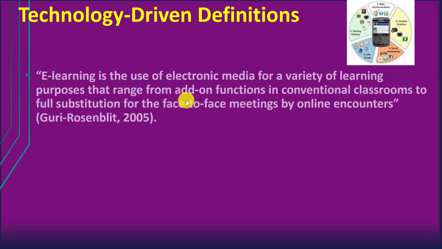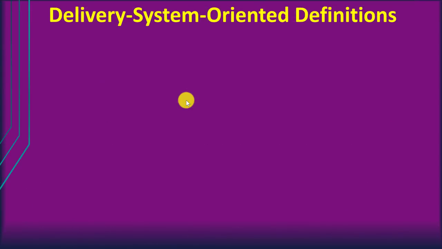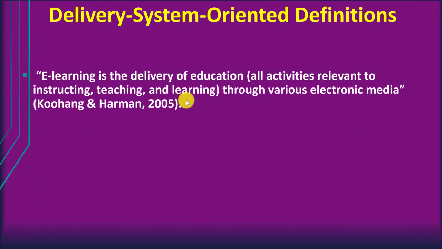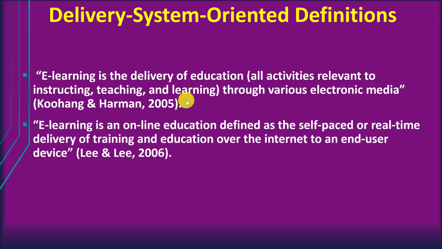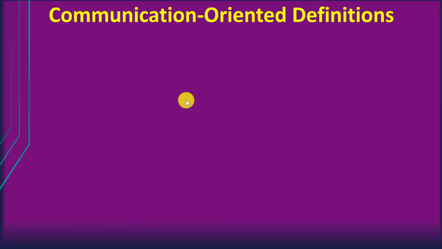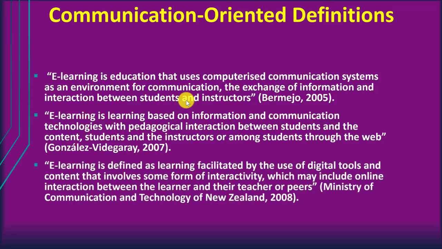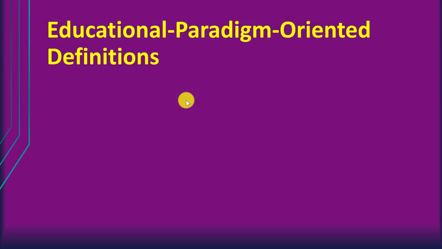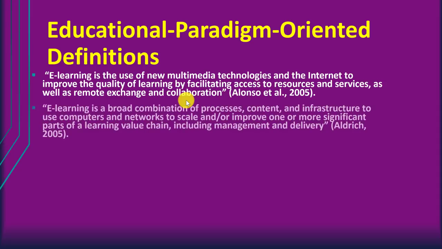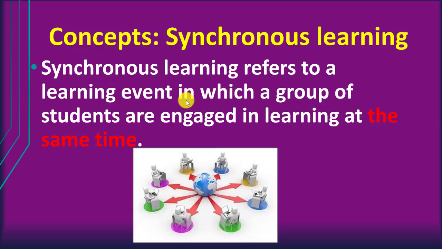So we have these definitions by different people. You have delivery system oriented definitions: e-learning is delivery of education, online education, and all of that. You have definitions relating to communication orientation. As I said, you can pause this video anytime and read through these definitions and pick up a few things from them. Then educational paradigm oriented definitions. So let me go to some concepts.